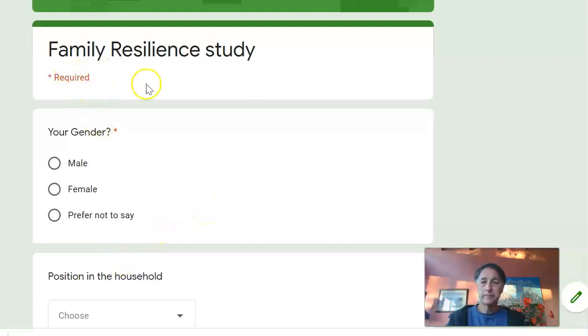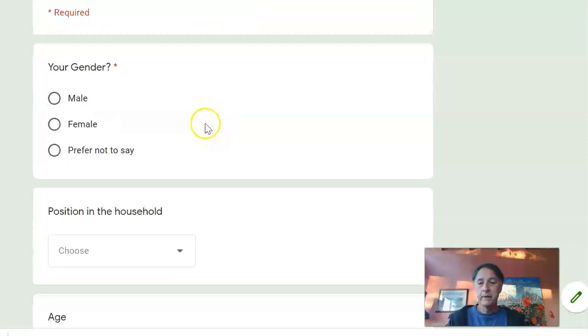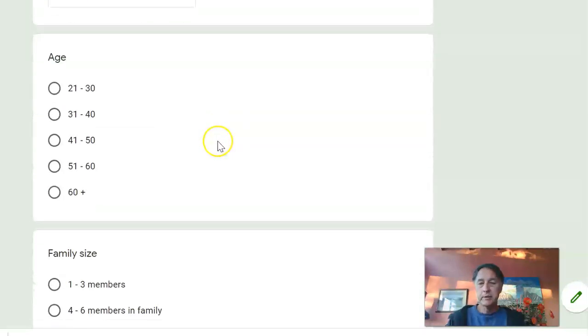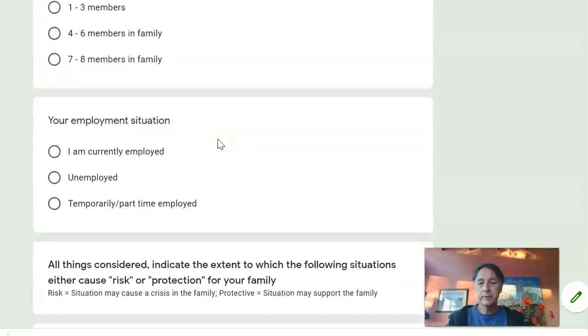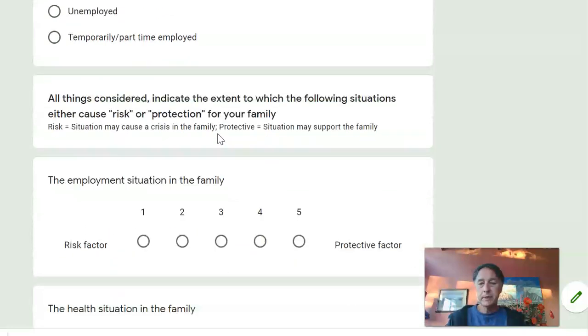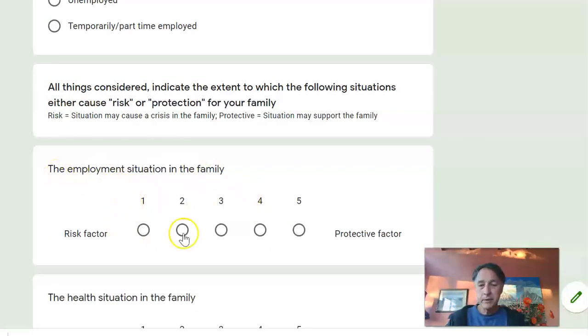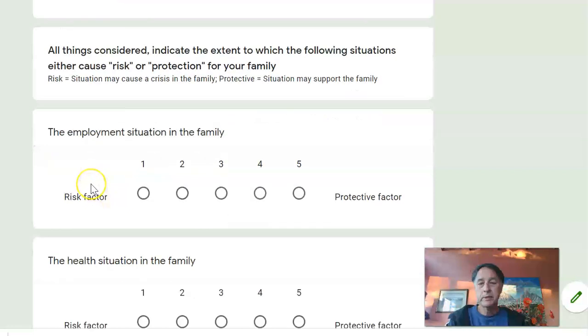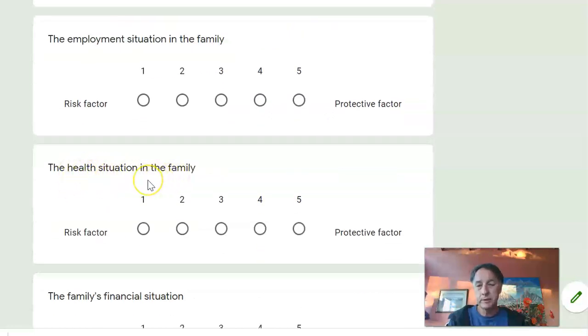So this is the family resilience study. It's a study that we are looking at doing, and it has a number of generic or biographical questions such as age, family size, employment situations, and then a number of self-designed questions that come from the researchers, not imagination, but you have thought them up yourself based on your knowledge of the context of the study, based on your knowledge of the literature that you have already explored. So you build these self-designed questions.